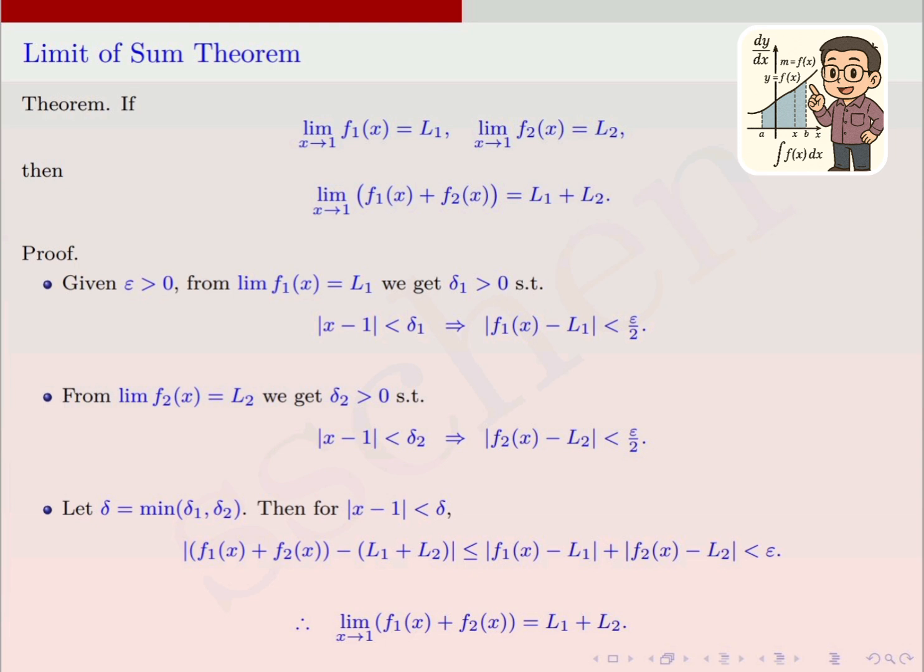less than epsilon. Therefore, for the given epsilon, we need to be careful to choose a delta that is the minimum of delta 1 and delta 2. This ensures that the absolute value of the total sum is less than epsilon. You see? Based on the definition of a limit, we've successfully proven that as x approaches 1, the limit of f1 of x plus f2 of x is equal to L1 plus L2. Through this rigorous proof, we can confidently use this theorem. That's the beauty of mathematics.